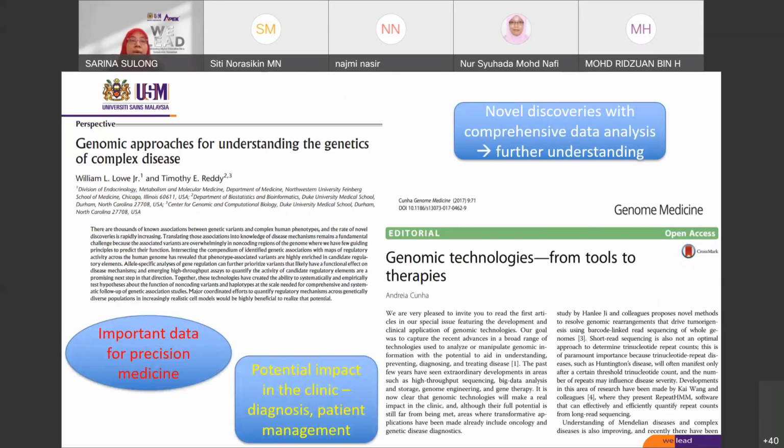In the literature, it has been reported that genomic technologies or approaches, including microarray, are important for understanding the genetics of complex disease, and may also have potential impact in the clinic, especially for diagnosis and patient management. And genomic technologies may provide important data for precision medicine and may discover various novel findings for further understanding of a genetic disease.